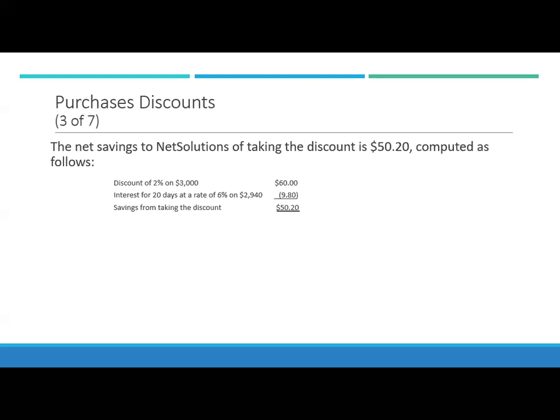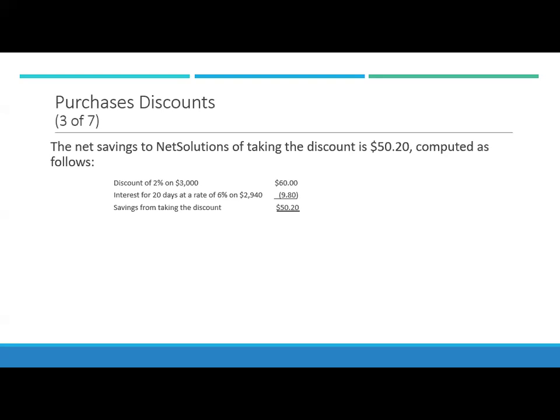By borrowing money at 6% to pay 20 days early and get a 2% discount on the inventory, which is a $60 discount, when $3,000 at 6% for 20 days is only $9.80. And so that's why this sort of cash flow management is so important in retail businesses. And some businesses play the game much better than others.